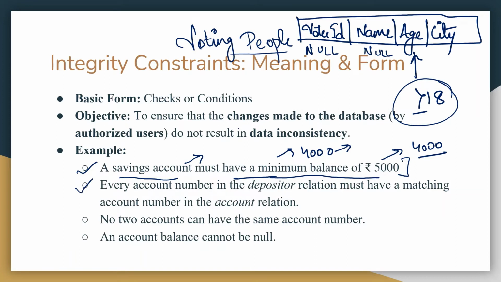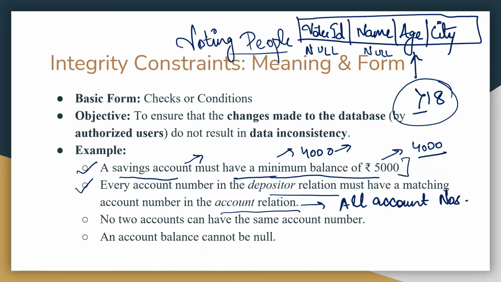Every account number in the depositor relation must have a matching account number in the accounts relation. Now, considering the bank scenario again, there is always an account relation which keeps track of all the accounts of all the different customers of the bank. And so basically this relation contains all account numbers, right?